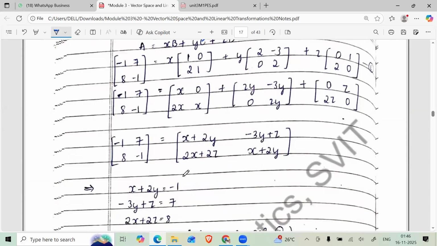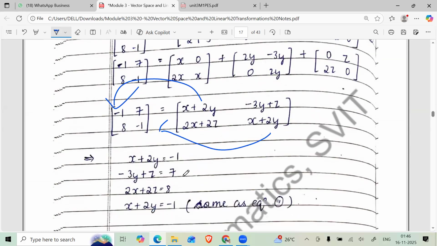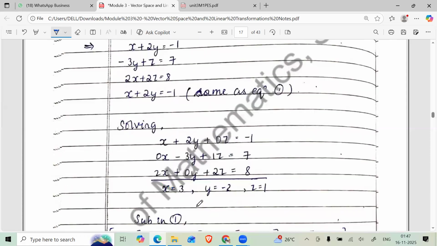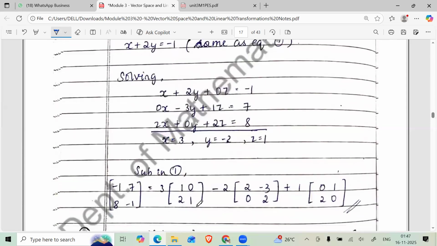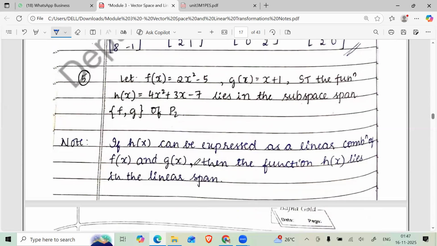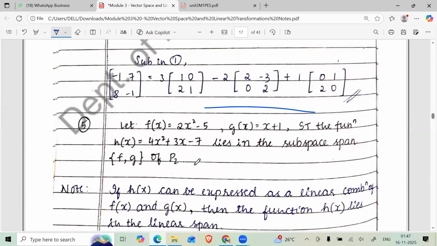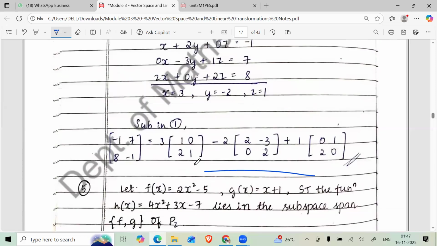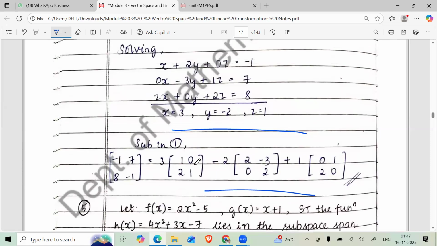Correct? Then what is x plus 2y is equal to minus 1? Here x plus 2y is equal to minus, same thing as in equation 1. Then 3x plus y is equal to 7. And this is nothing but 8. Then I know that you know how to solve it using a calculator. Don't do it manually, use a calculator and do it. Then you'll be getting the x, y, and z values in the calculator. And substitute.